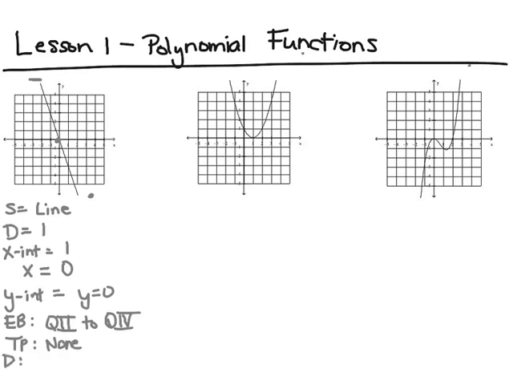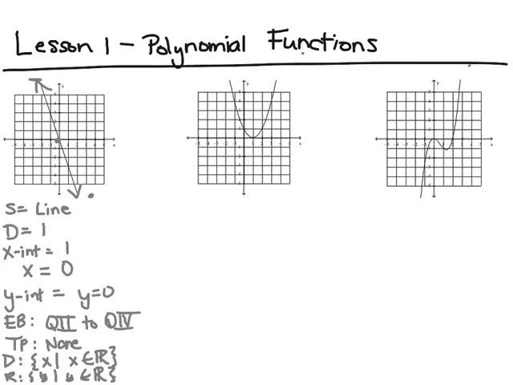The domain for a line is always x such that x is an element of the real numbers. And the range for a line, because it can go up and down forever, is y such that y is an element of the real numbers. It can go on in infinity, left and right, and up and down. So there's all the information for our first one.